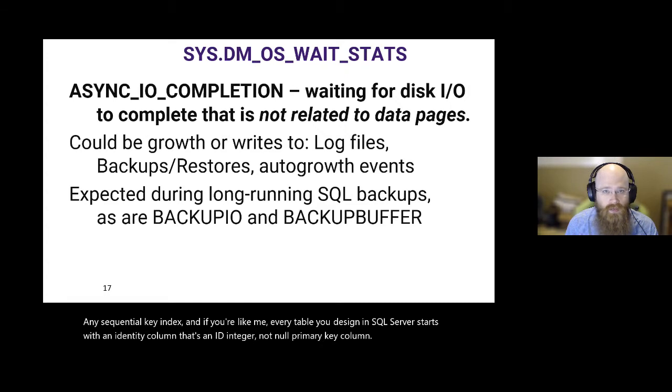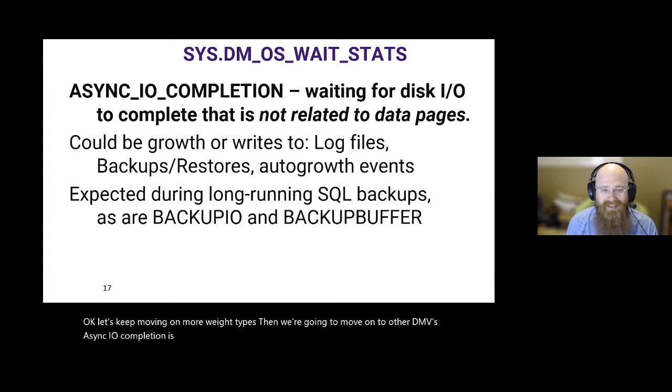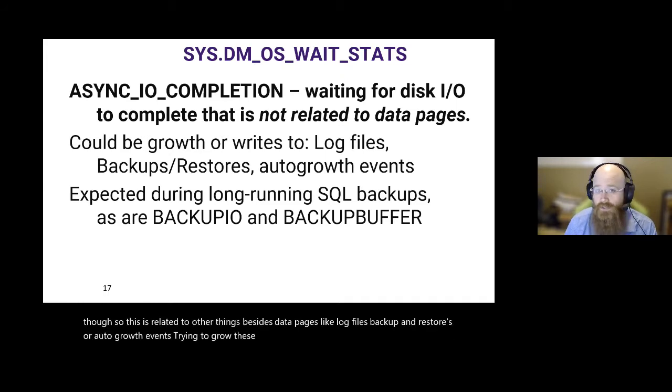Okay, let's keep moving on, more wait types, then we're going to move on to other DMVs. Async IO completion is waiting for disk IO to complete. This is not related to data pages IO though. So this is related to other things besides data pages, like log files, backup and restores, or auto growth events trying to grow these files. This is expected during long-running SQL backups, as are backup IO and backup buffer wait types, so that's actually all expected and that's not a problem.